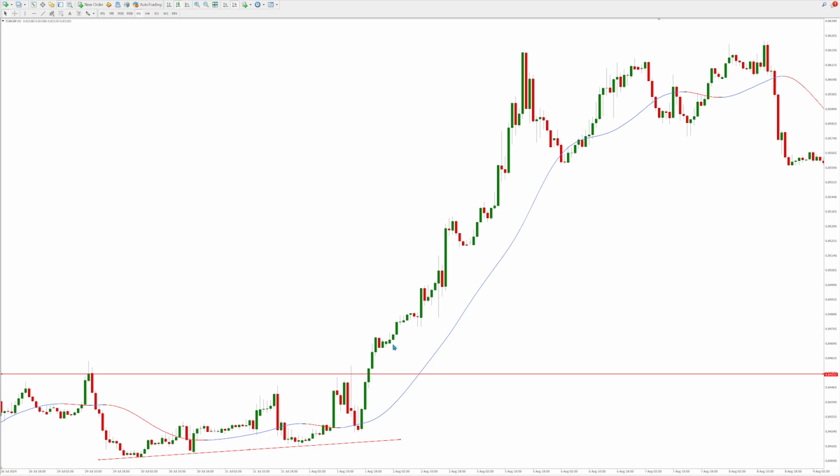wait for a pullback. Let the trend form, let the Coral Trend Indicator make that nice upward curve, or downward curve for a downtrend, and then look for a pullback. Okay, there. Potential pullback, you can trade that ledge there, breakout to the upside, pullback there.